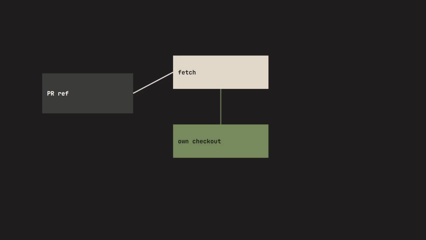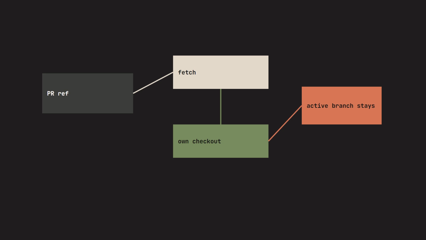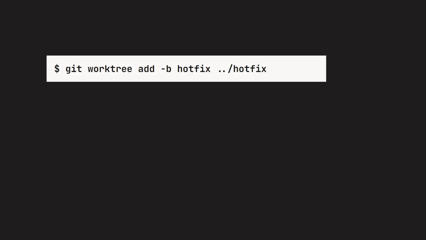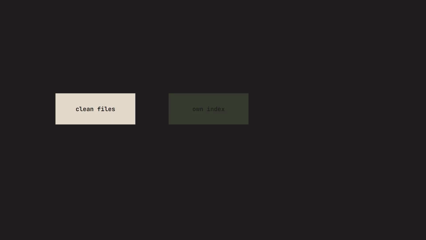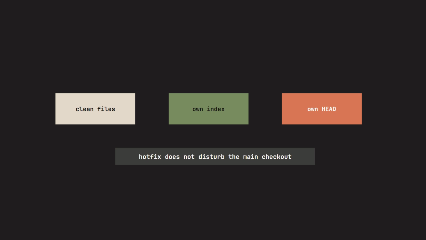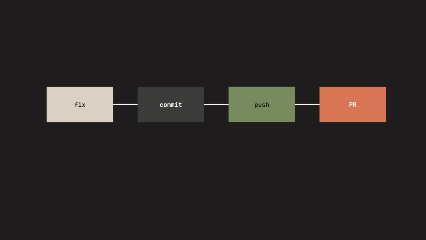If you need to inspect a pull request, fetch the pull request ref and check it out into its own branch or detached worktree instead of stealing the branch from your active checkout. The basic workflow is simple. From your current repository, run git worktree add hotfix. That creates a new branch named hotfix in a sibling directory. The hotfix directory has a clean working tree, its own index, and its own HEAD. You make the fix, commit it, push it, and open the pull request from that branch.